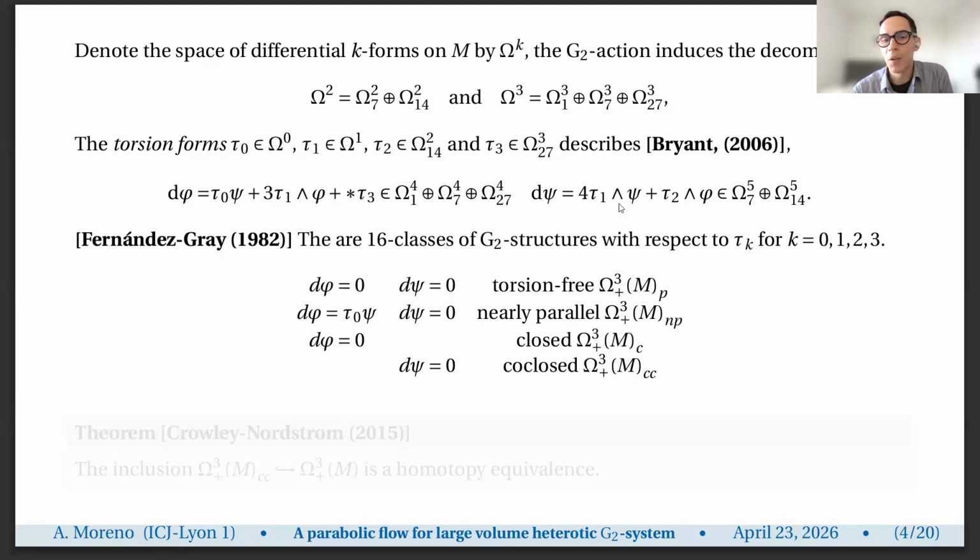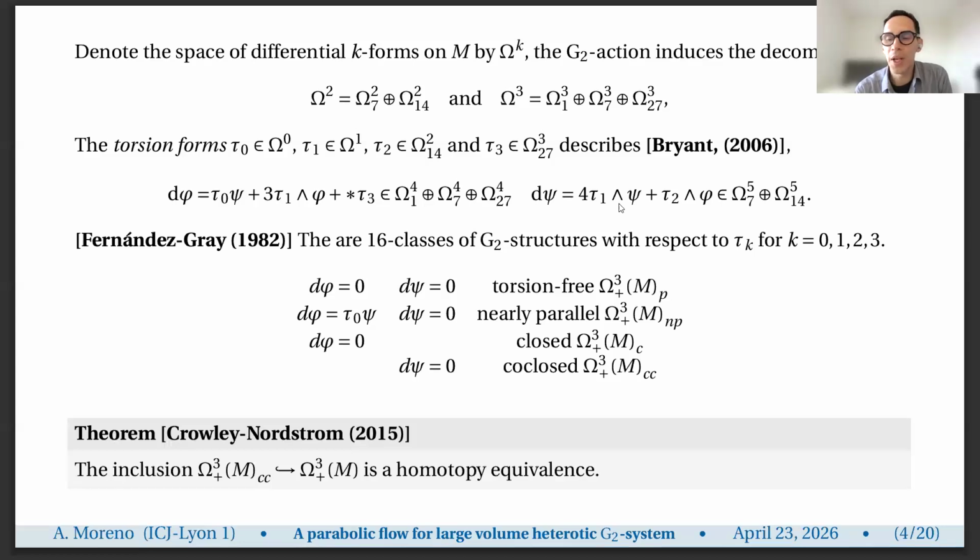And co-closed G2 structures are generic in the sense that, as was proved by Crowley and Nordstrom, if you have a G2 structure, you can always find a co-closed G2 structure very close to this initial G2 structure. So in some sense, you can always deform continuously a G2 structure to obtain a co-closed G2 structure. But as I say, these are just some classes.